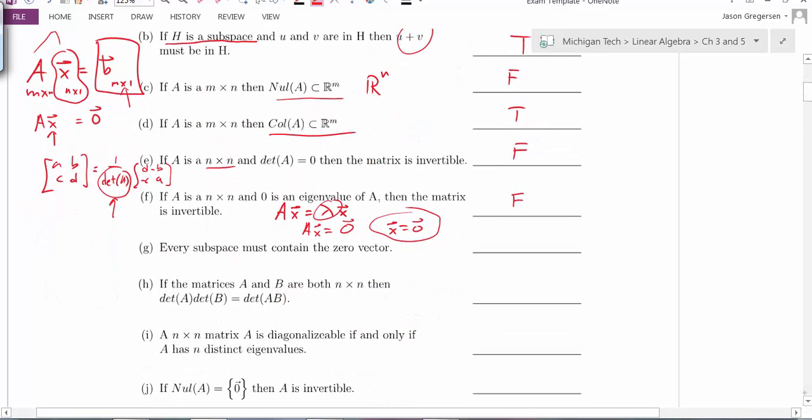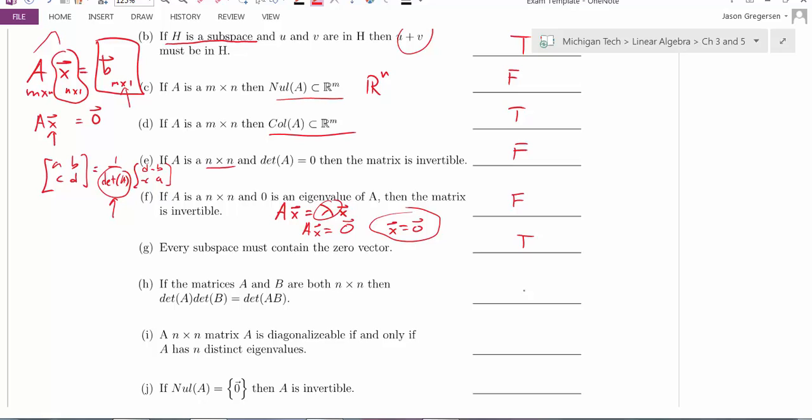Part G says every subspace must contain the zero vector. So this one is true based on the criteria needed to show that a subset is a subspace. We said that to show that a subset is a subspace, we don't have to check all 10 properties of being a vector space, because many of them just come from the fact that we're dealing with a subset of a vector space. But rather we have to check 3 main properties. We have to see if it's closed under addition, closed under scalar multiplication, and we have to show that the zero vector is in the subset. So this one is true.